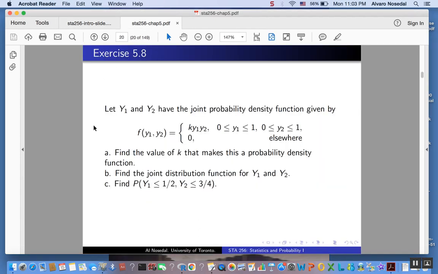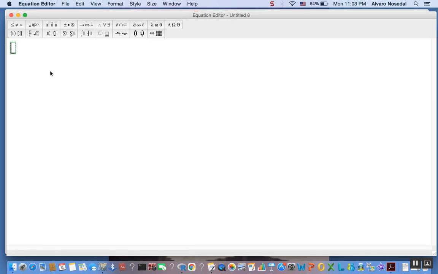This is the exercise that we're going to be working on. We are going to be doing together parts A and C. In our lecture notes, you'll find a detailed solution for part B. Okay, so let's do part A.